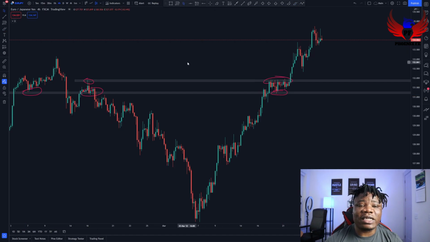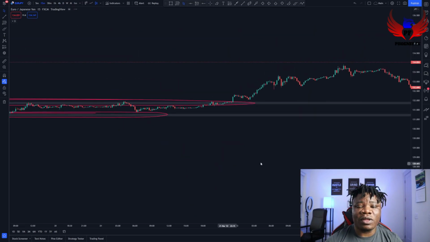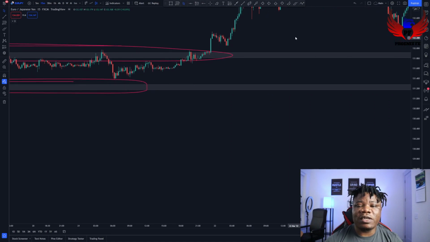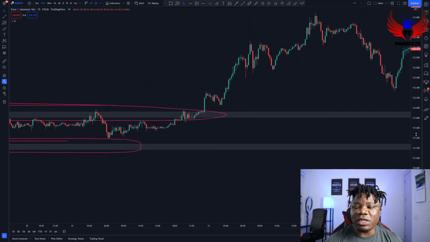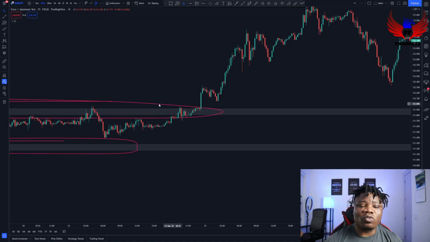Now that we've identified our zones, we can go to the 15-minute time frame here. Before you take any positions at all, it doesn't matter if you're trying to take a buy position or a sell position, we need price to break and close above our resistance zones.